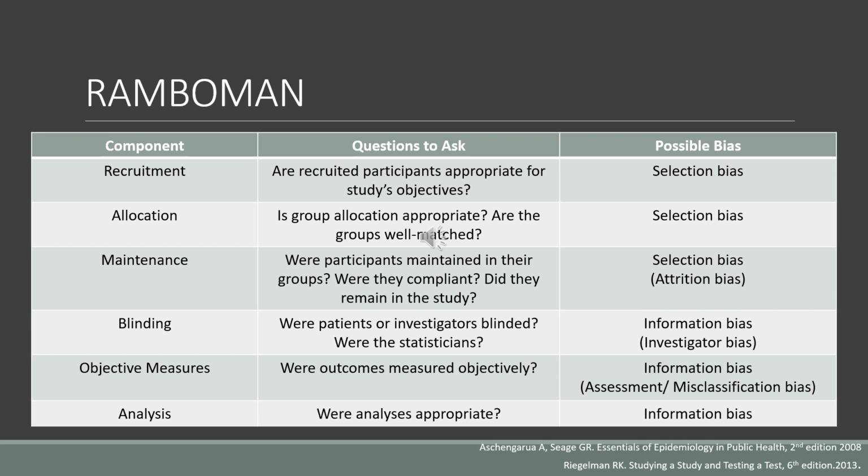Maintenance, are participants maintained in their groups? Did they remain compliant and did they remain in the study? So this would be what we would call attrition bias. Blinding, were patients or investigators blinded and were the statisticians blinded? This is information bias. Information bias can also occur if the measurements we're using are not objective or appropriate, and if the analysis that we're using is not objective or appropriate.